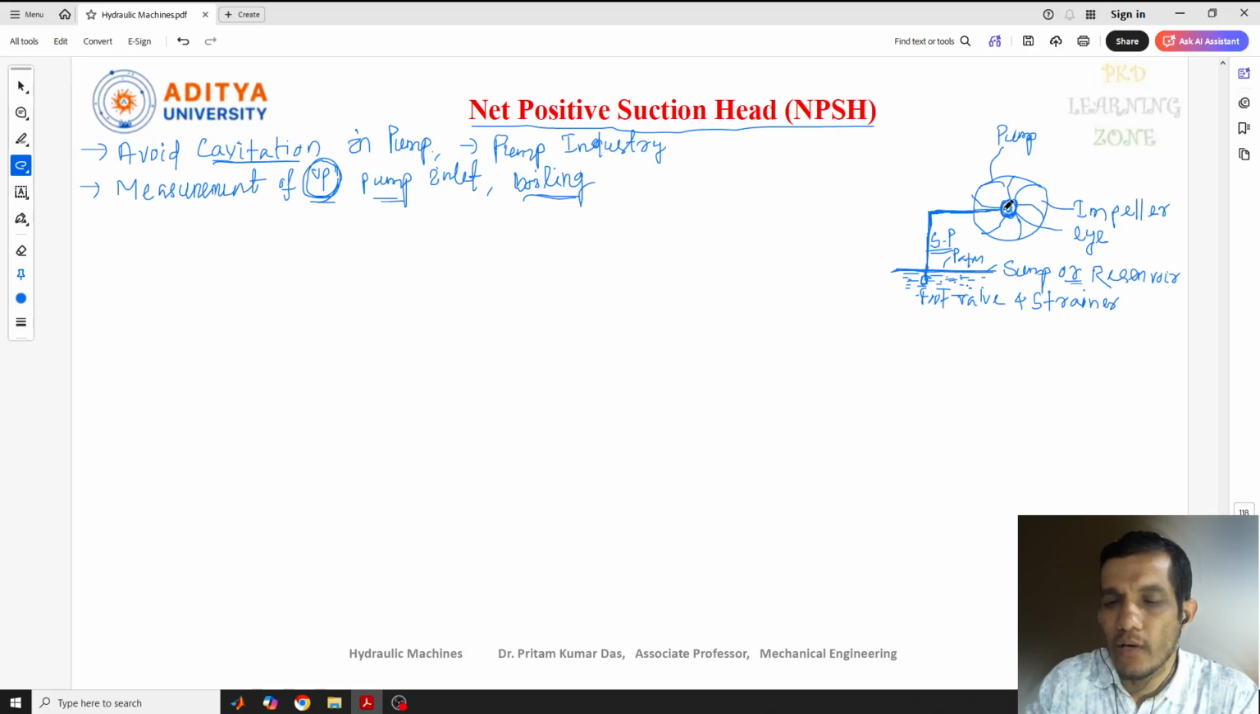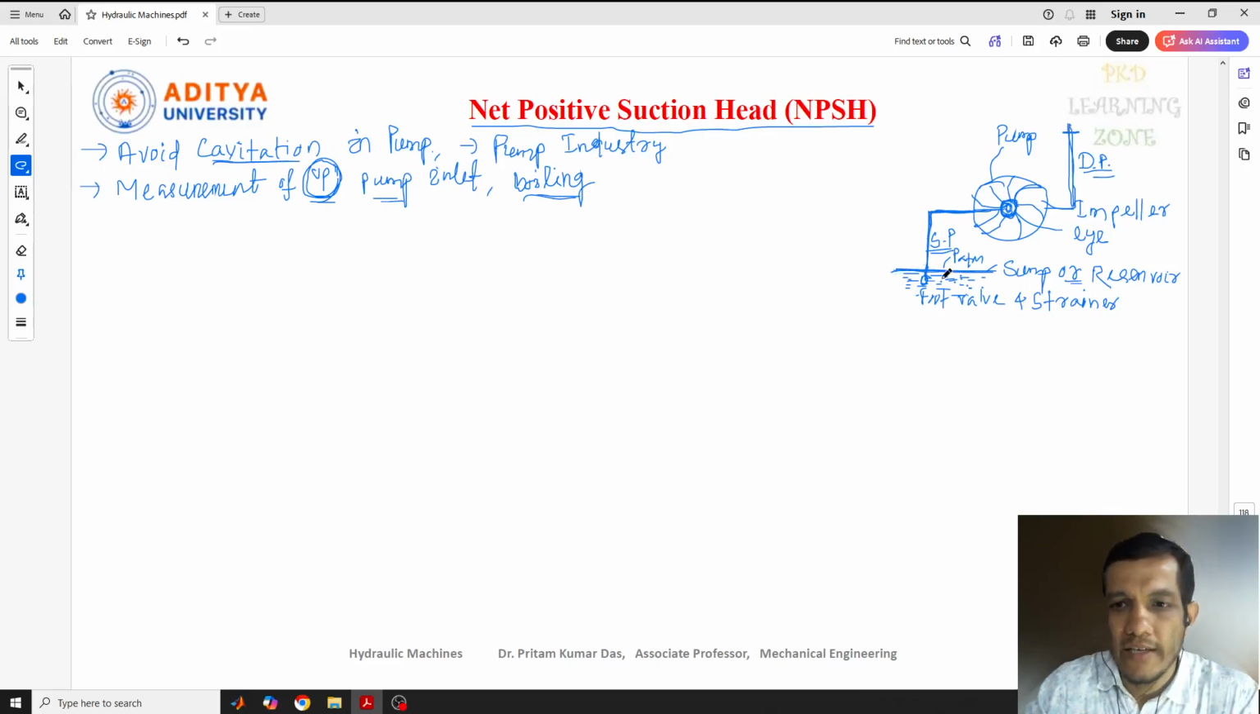Through the suction pipe the water comes inside, and after striking the vanes, the water comes out and goes through the delivery pipe to the outside. This is the delivery pipe, and the water is supposed to go out through it.